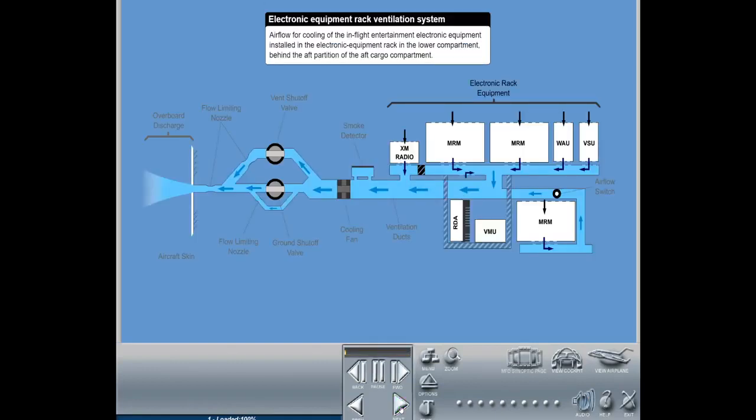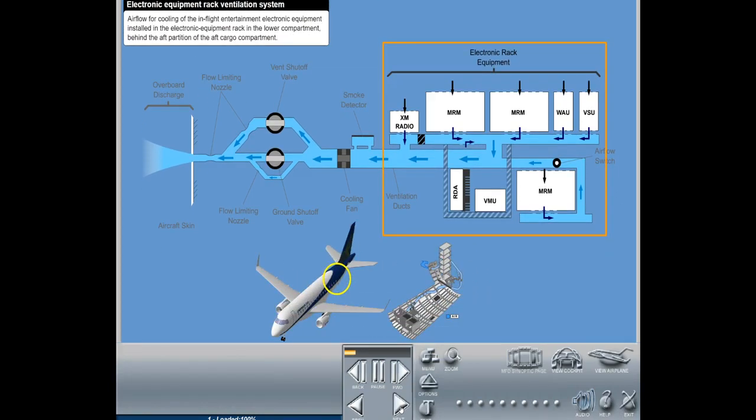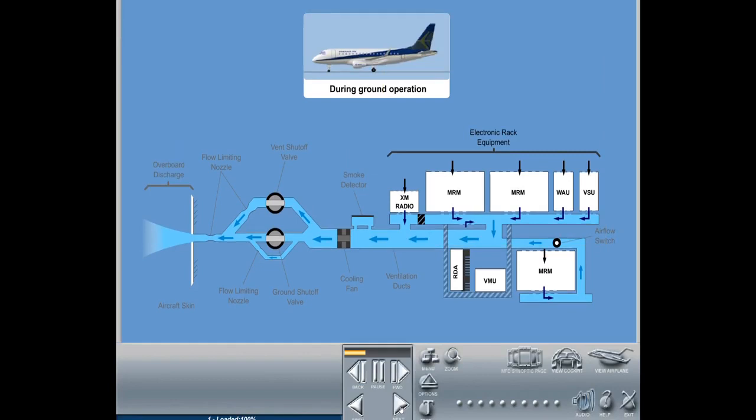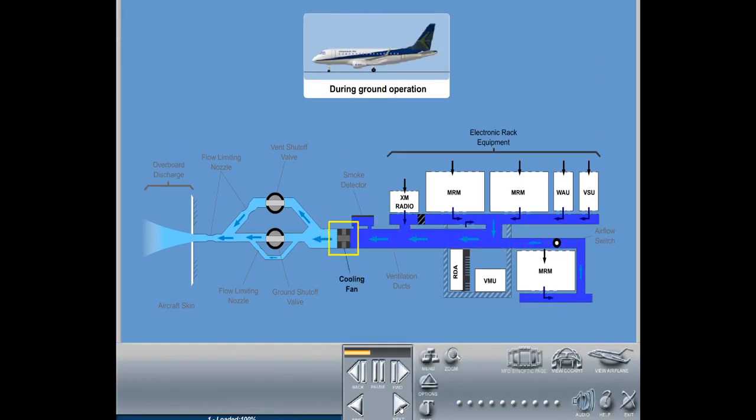The electronic equipment rack ventilation system provides airflow for cooling of the in-flight entertainment electronic equipment installed in the electronic equipment rack in the lower compartment behind the aft partition of the aft cargo compartment. When the aircraft is on ground, a fan draws air from the electronic equipment rack and discharges this air through the overboard air discharge port overboard.